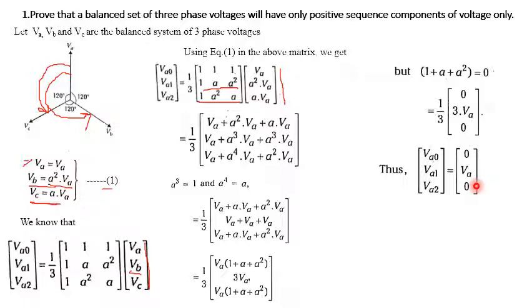This also holds good for a balanced set of currents as well. This is one of the examples which has appeared, so that's why we are doing this. So VA0 and VA2 are 0, and VA1 is VA. Only the positive sequence component exists in a balanced system of phases.